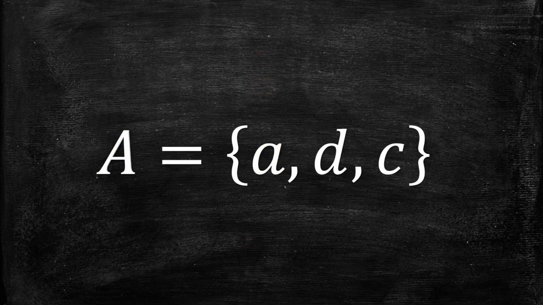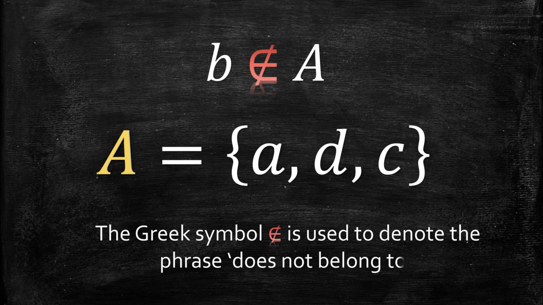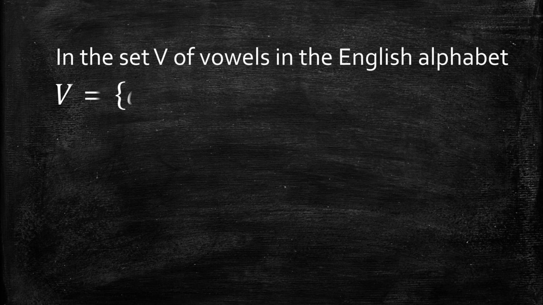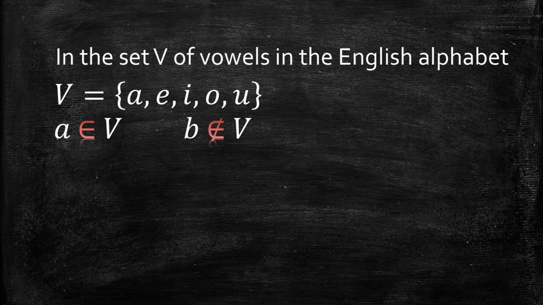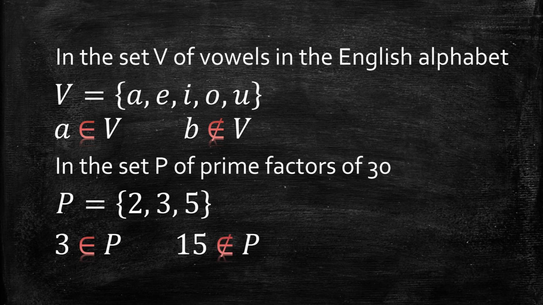If b is not an element of a set A, we write b ∉ A, and read b does not belong to A. Thus, in the set V of vowels in the English alphabet, a ∈ V, but b ∉ V. In the set P of prime factors of 30, 3 ∈ P, but 15 ∉ P.